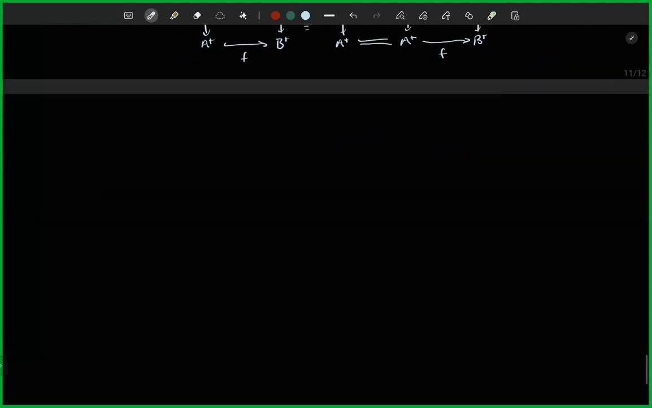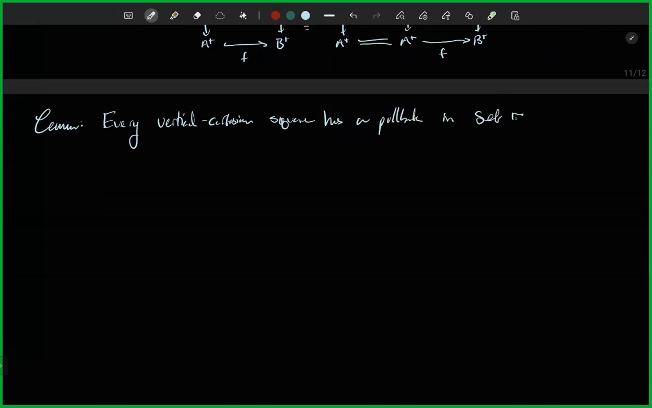So now we have a lemma that every vertical Cartesian square has a pullback in set semi-direct product set. So let's write what that is, but I'm going to use this other notation because it will be a little easier. So I'm going to start with the bottom.